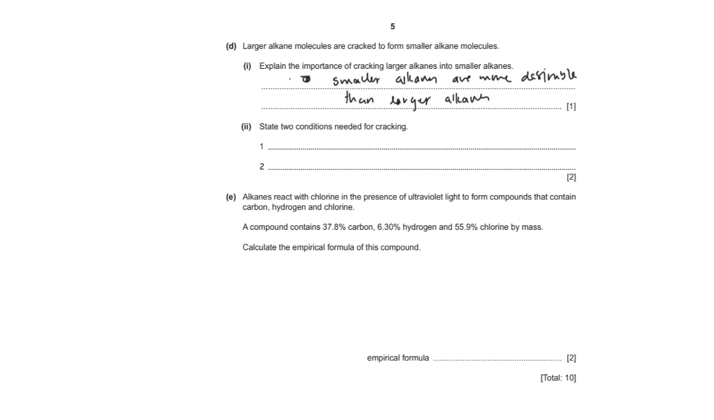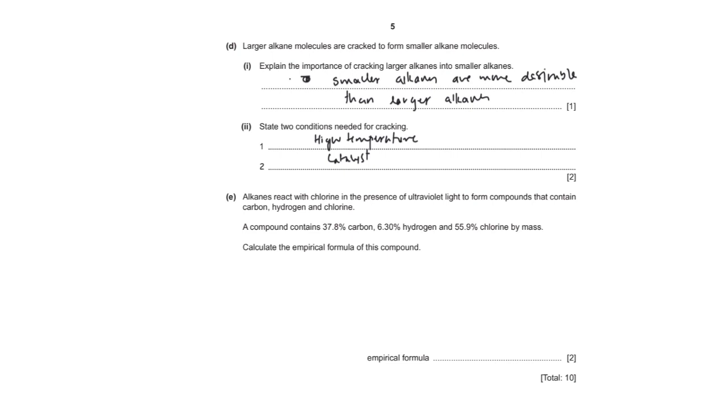State 2 conditions needed for cracking. One is high temperature. And the second one is catalyst. You can simply write catalyst. You don't have to write the name of the catalyst. You can also say high pressure here.